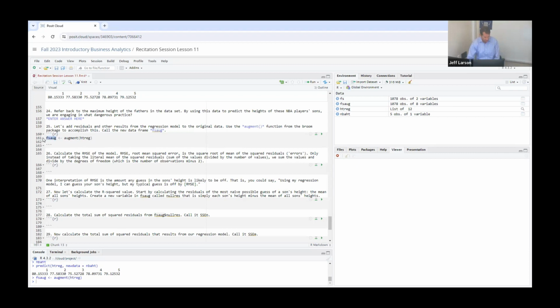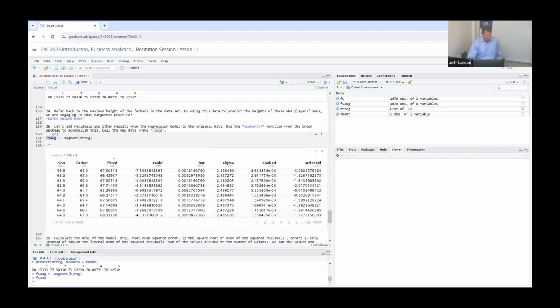So let's just briefly take a look at that. It has the son's height, father's height, just like in the original data. It has fitted. Anybody have any idea what fitted is? Our fitted value is our regression model. That's our regression model prediction, right? So taking the 65-inch father, we predict that their son will be 67.3 inches tall.